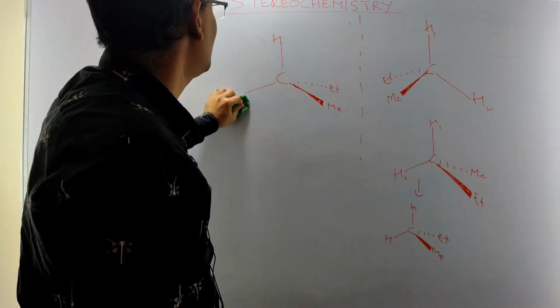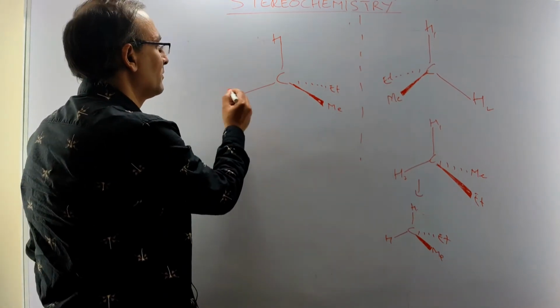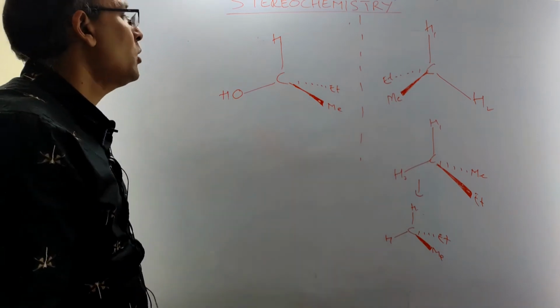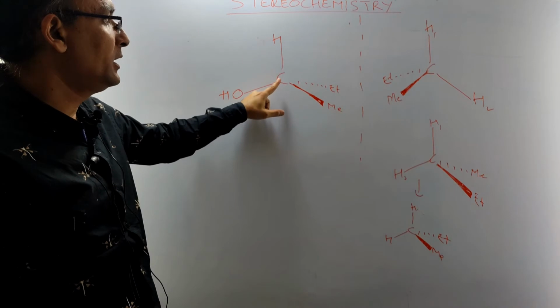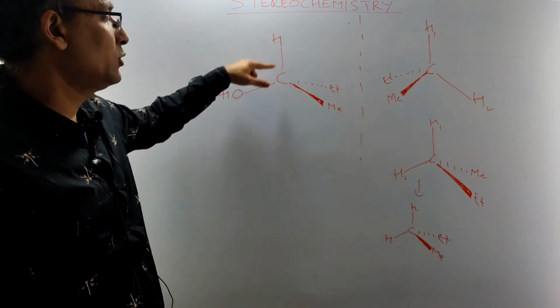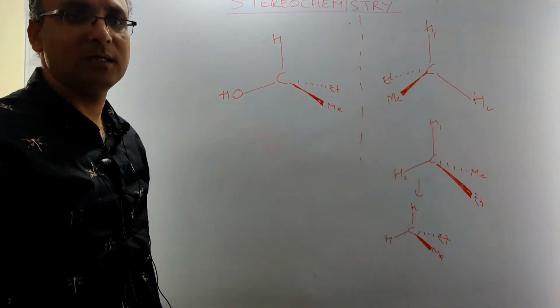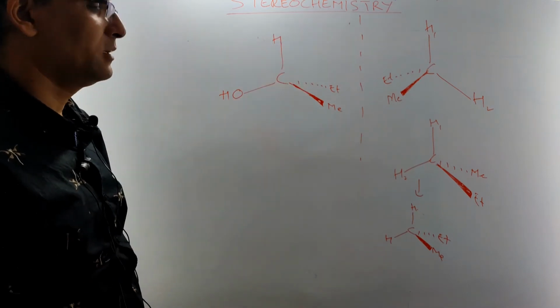Now imagine if I am putting here OH. I am putting here OH. Now what happens? Now this carbon is different. It has all four substituents different. One hydrogen, one OH, one methyl and one ethyl. Now let me draw the mirror image.